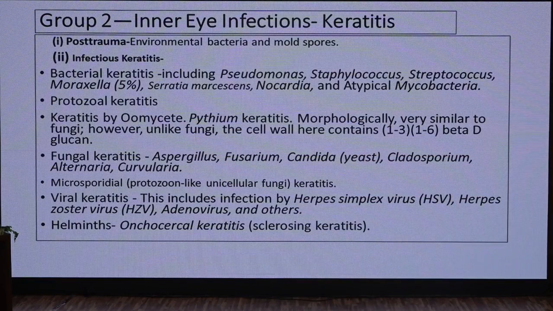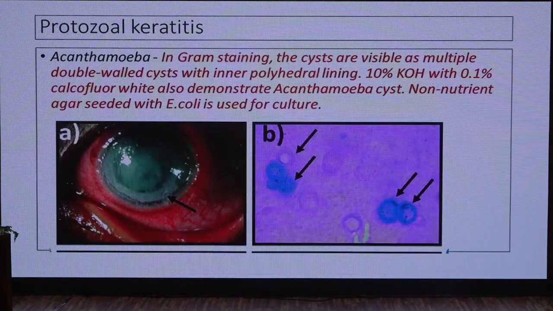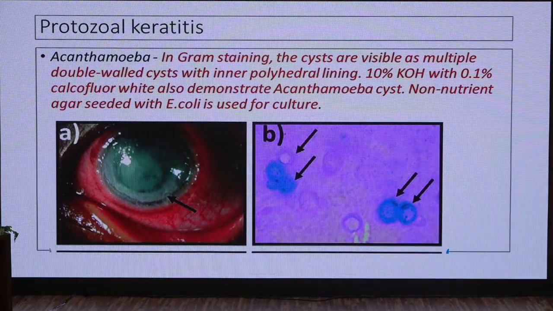Bacterial keratitis includes Pseudomonas, Staphylococcus, Streptococcus, and Moraxella in 5% of cases. And recently, case studies have reported Serratia marcescens as upcoming, and Nocardia and atypical mycobacterium have also been reported. Coming to protozoal keratitis, it's Acanthamoeba, a free-living amoeba, that is responsible.